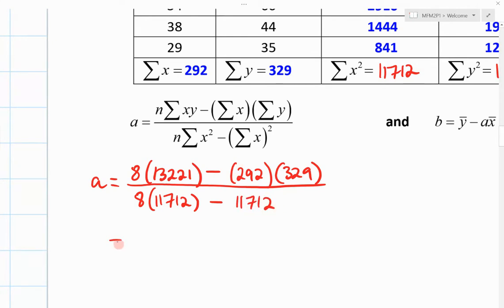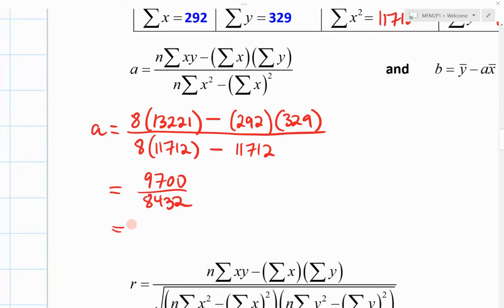If we evaluate the top part numerically, it should be 9,700. Then you evaluate the bottom part numerically, we should get 8,432. I encourage you to check this on your own. Dividing the top and the bottom, I get 1.15. So there's the slope of my line of best fit.